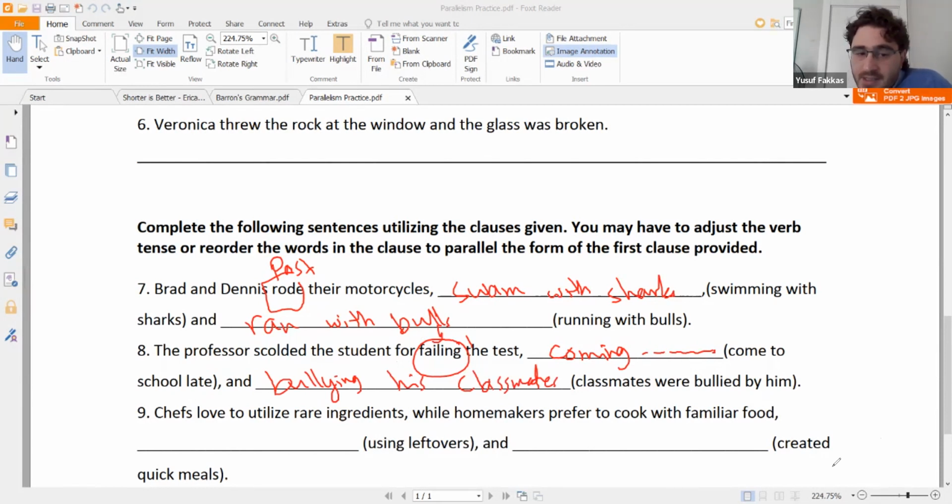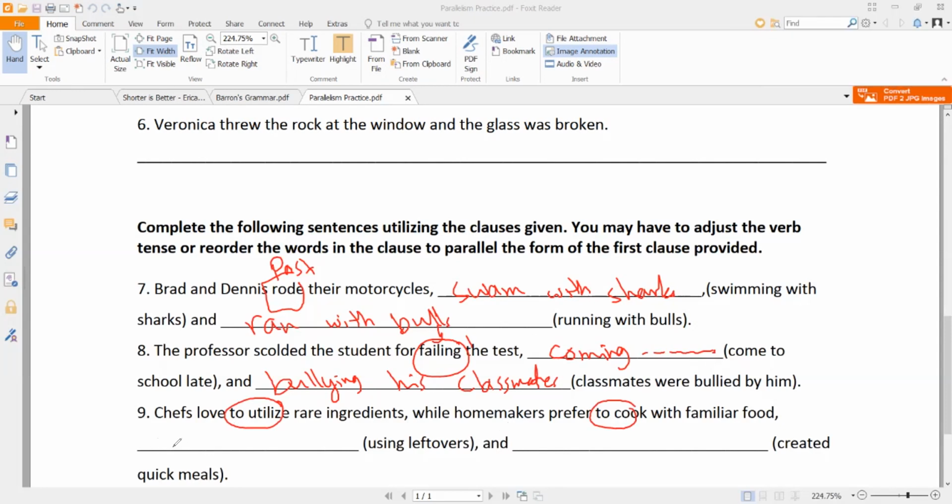Let me see. Sidra, can you do number 9, please? Chefs love to utilize rare ingredients, while homemakers prefer to cook with familiar food, use leftovers, and create quick meals. Good. Thank you so much.